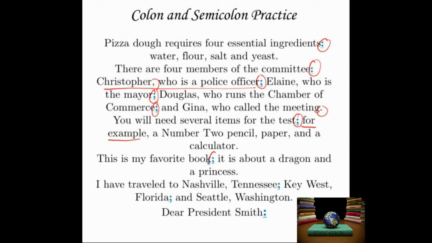Next, this is my favorite book, semicolon. It is about a dragon and a princess. We have two completely independent sentences here. This is my favorite book. It is about a dragon and a princess.